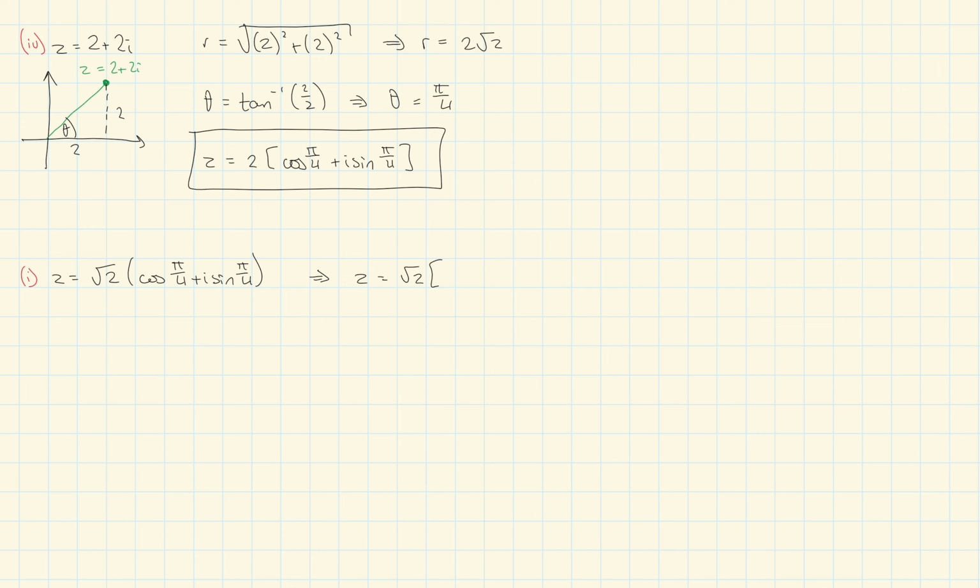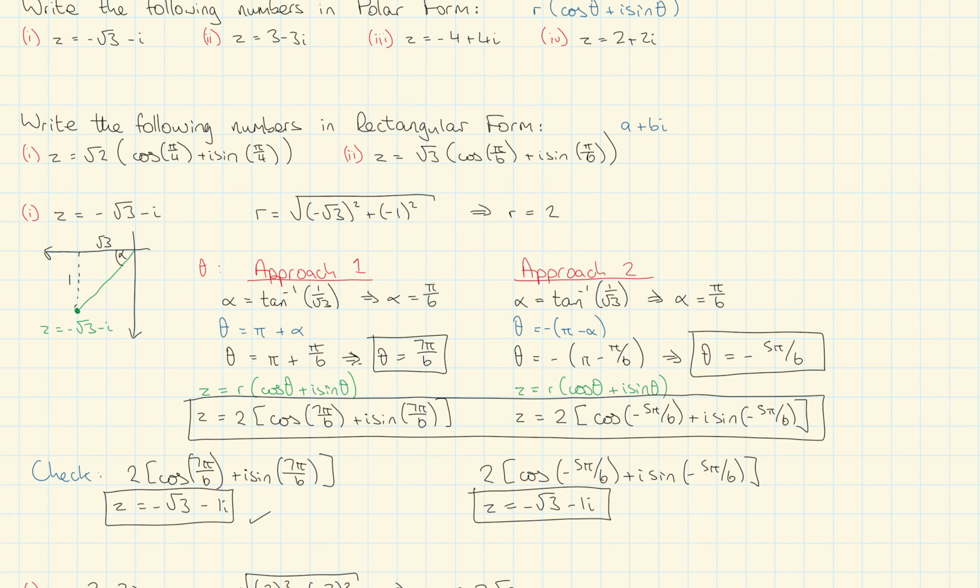So keep your root 2 there for now. Into your calculator, make sure you're in radians. Cos of pi over 4 will give root 2 over 2 plus sine of pi over 4 will give again root 2 over 2. Root 2 over 2 multiplied by root 2 will give back 1 plus 1i. So that's it back in rectangular form.